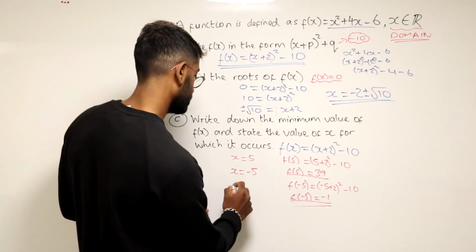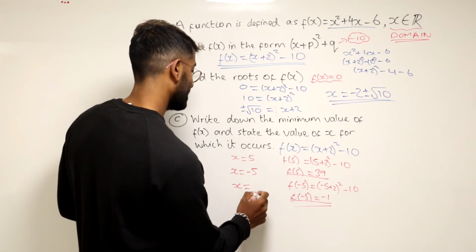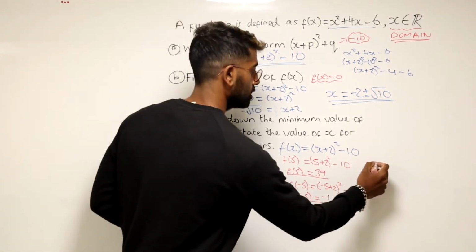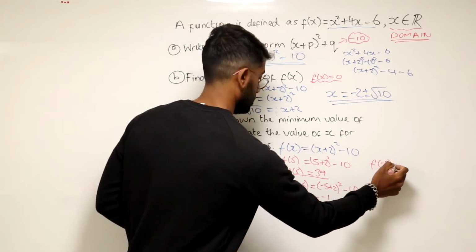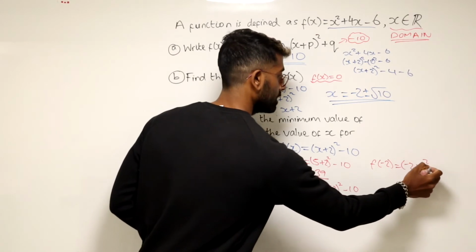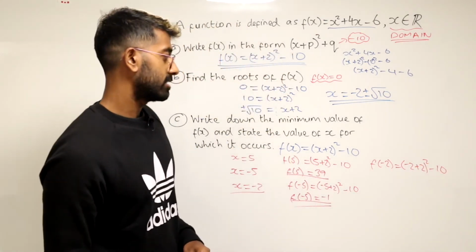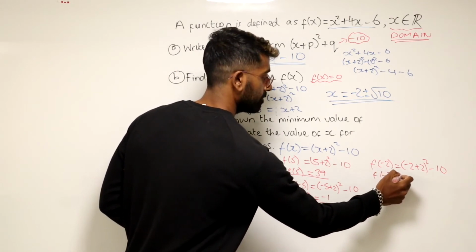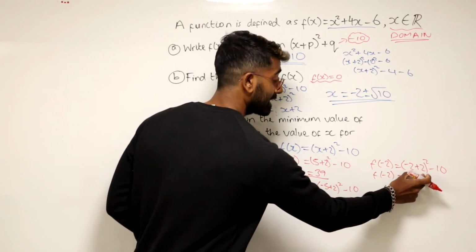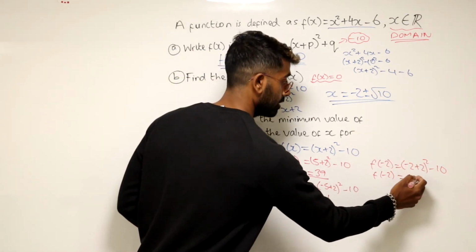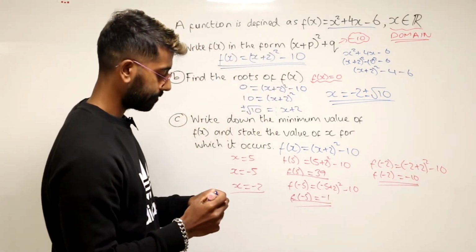Well, watch this. If we put x as minus 2, let's have a look at what happens. So if I use x as minus 2, that will be (-2 + 2) in the bracket, then squared, and then take away 10. So f of minus 2 is going to give me, in the bracket is just 0, so 0 squared is still 0, and then take away 10, and I end up with minus 10.